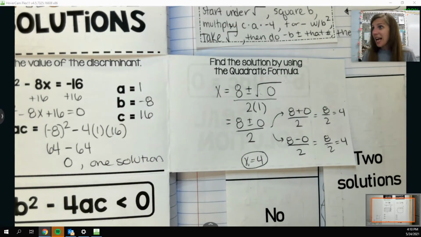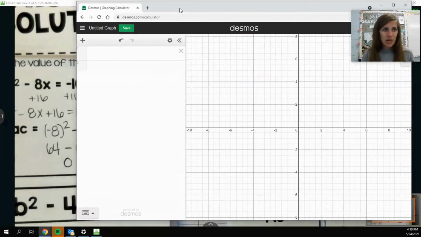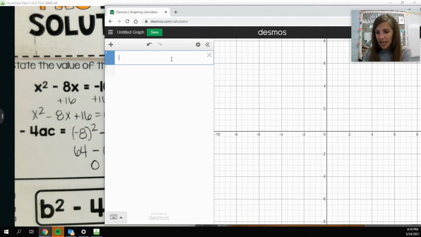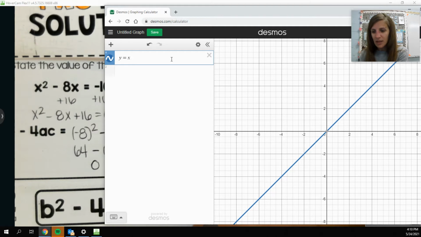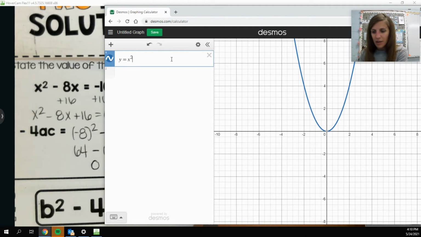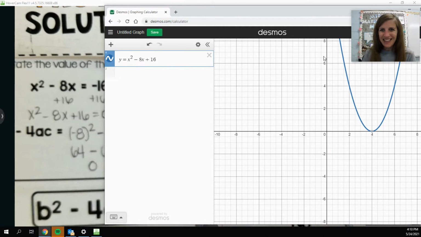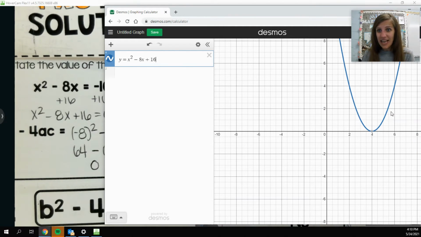So again, to tie it all back together, if I come back to this Desmos right here, and I think about typing that equation in, so y equals x squared minus 8x plus 16, you can see that it is just touching that x-axis one time right at 4.